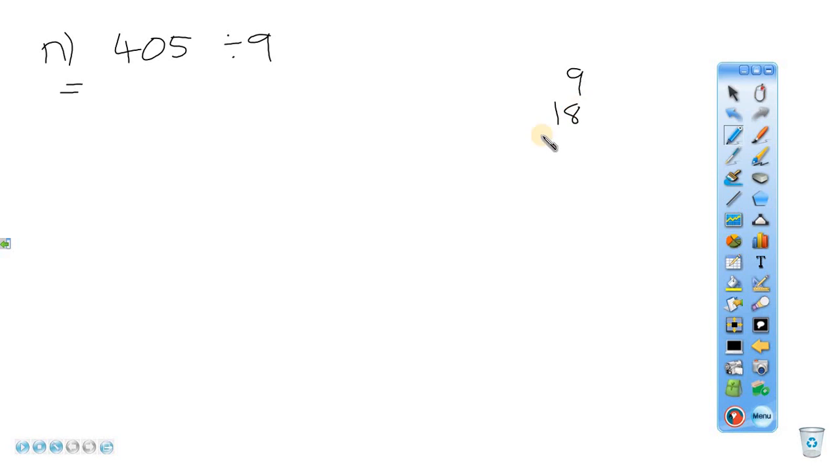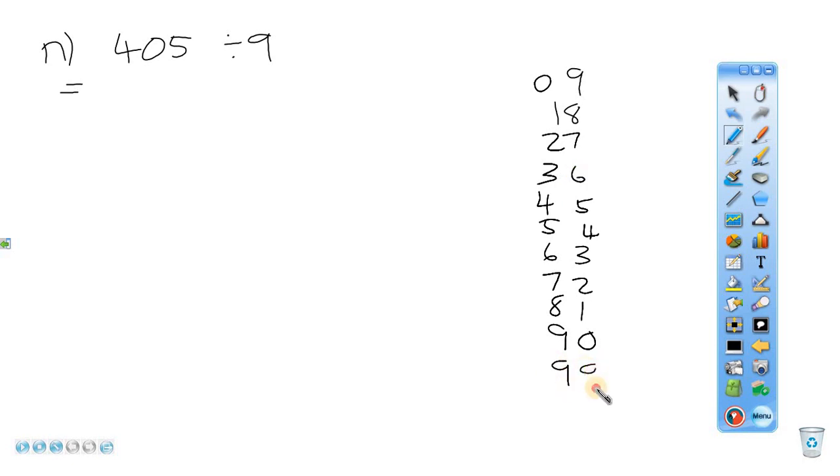9, 18. Wait, let's do that trick. 0, 1, 2, 3, 4, 5, 6, 7, 8, 9. And now you go 0, 1, 2, 3, 4, 5, 6, 7, 8, 9. There's your 9 times table. Cool trick, eh? And then you just put your last two, 99 and 108. So now you have your 9 times tables up to 9 times 12 on the board. Second step to division.